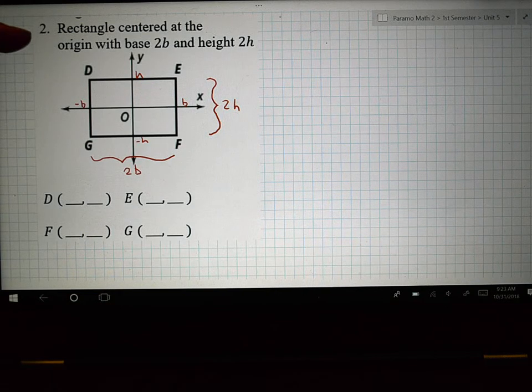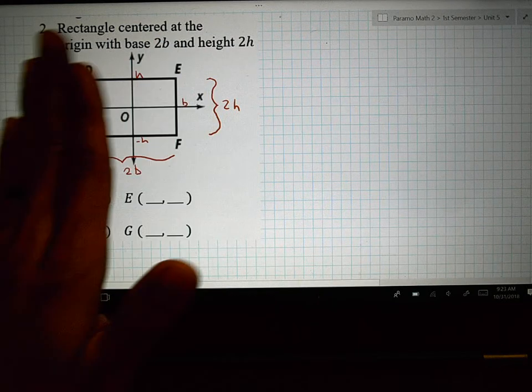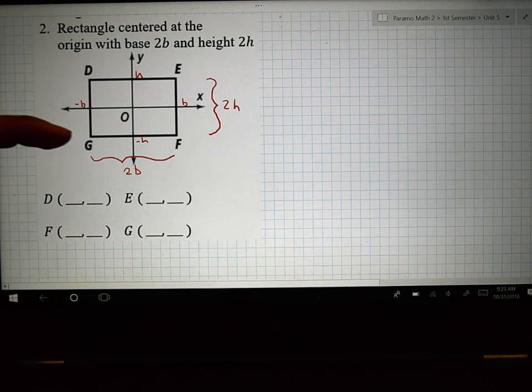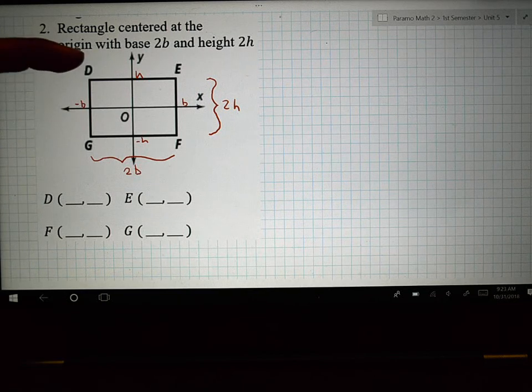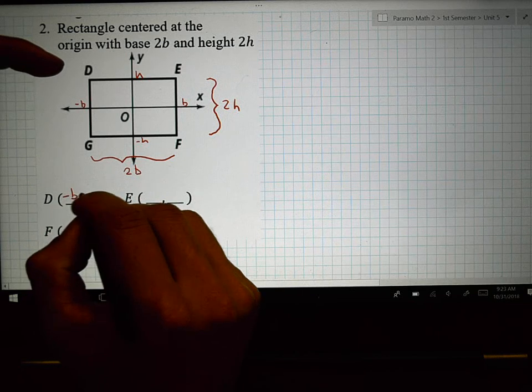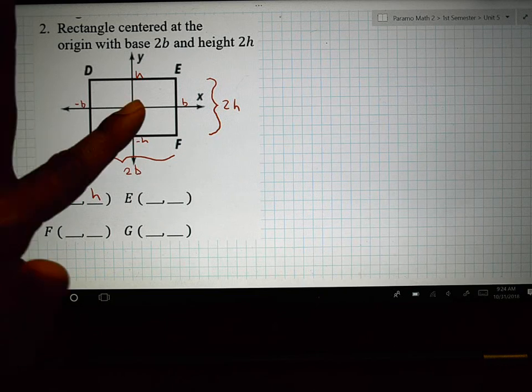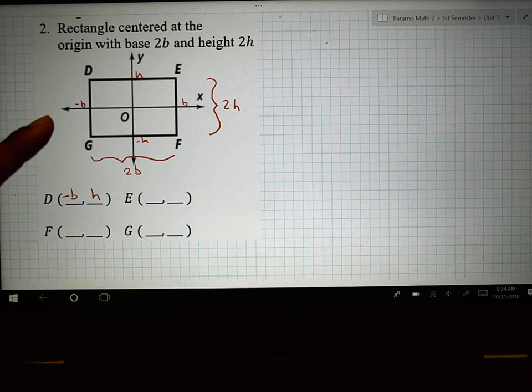That is why I get these distances. And now what they're asking me for is what is the letter D at? What location? I know that the distance going to the left is a negative b distance, and going up, I'm going h units up. This is at negative b, comma, h. That's my answer. My answer is left b units, up h units.